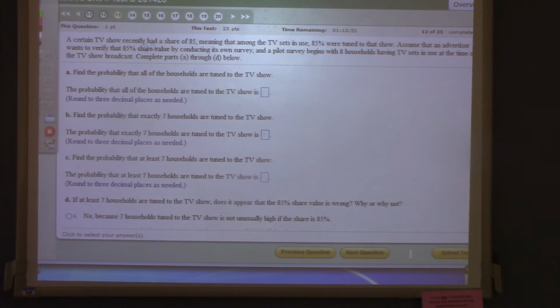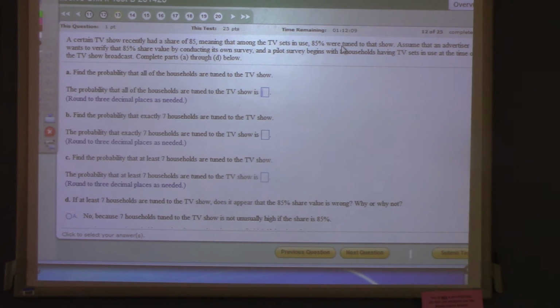A certain TV show recently had a share of 85, meaning that among TV sets, 85%, there's your P right there, were tuned to that show. So this must be a pretty good show. Assume that an advertiser wants to verify that 85% begins with 8 households. So he's got 8 houses. So 8 is going to be N. Find the probability that all of the households are tuned to that TV show. So what would that be?